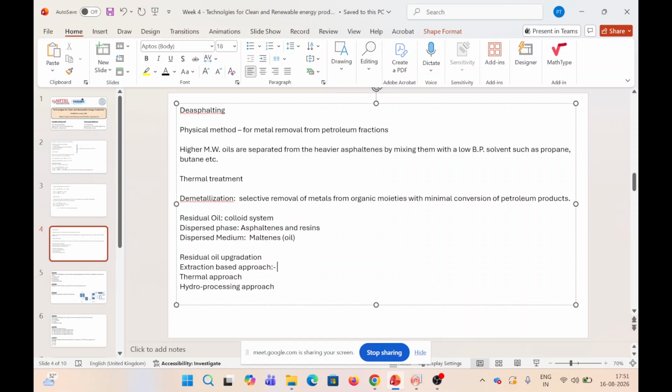So in case of the extraction based approach, first the method that we are going to follow is solvent desalting. Then in case of thermal approach, we actually go for something like cracking and gasification. And in case of hydro processing approach, we actually go for hydro cracking.